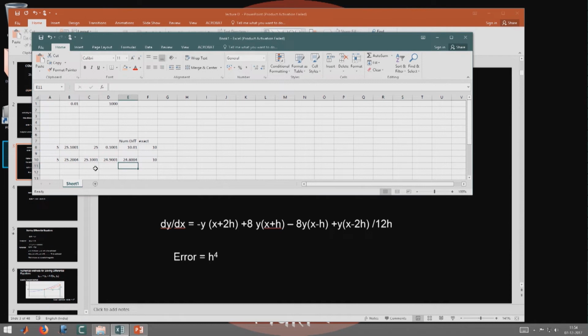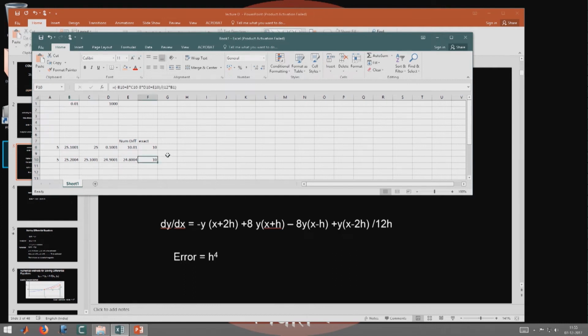Yeah, see, I missed out that square term, that is why. Okay, so you calculate at x plus 2h, then you calculate x plus h, then x minus h, then x minus 2h. Then you use this formula: minus y at x plus 2h plus 8 times y at x plus h minus 8 times y at x minus h plus y at x minus 2h, divided by 12h.